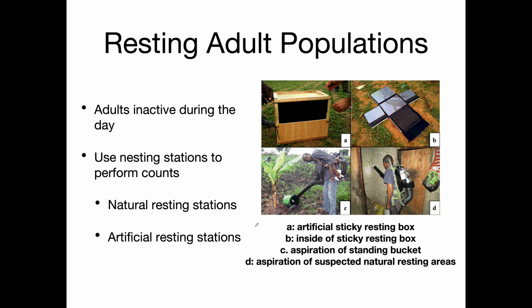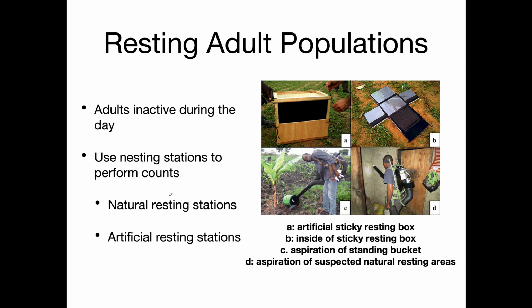So in resting adult populations, adult mosquitoes are pretty inactive during the day, particularly in the heat of the day, mid-afternoon, noon, that sort of thing. So they will actually create what are called nesting stations. They are these large boxes, and mosquitoes like to nest or sleep inside very dark, cool, kind of damp places. They like to go in there during the day when it's really hot out, and they'll just rest and sleep during the day, and then they're much more active at night.